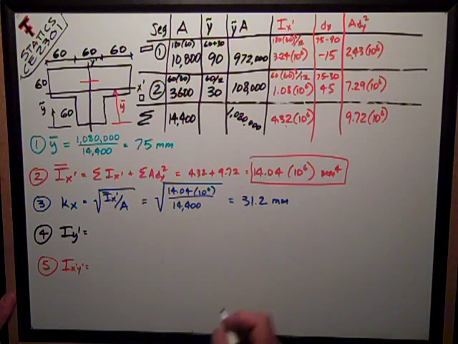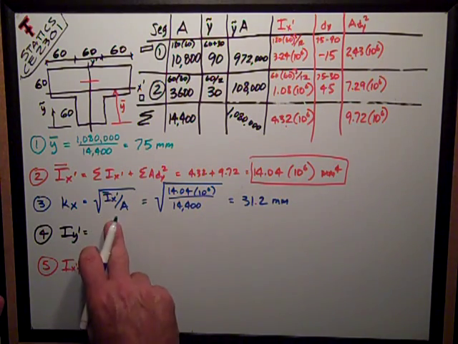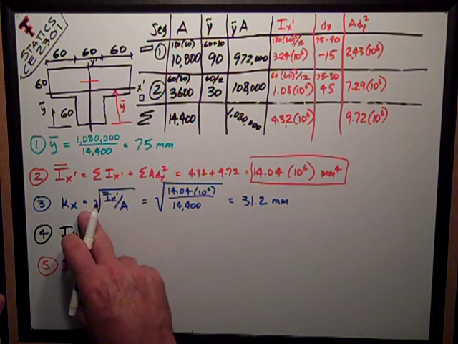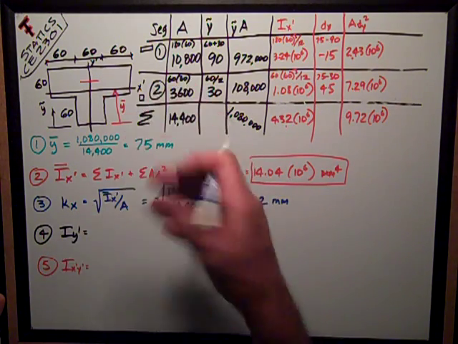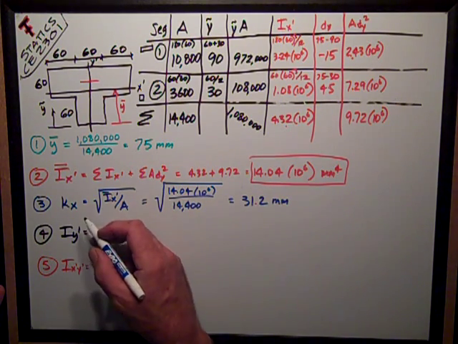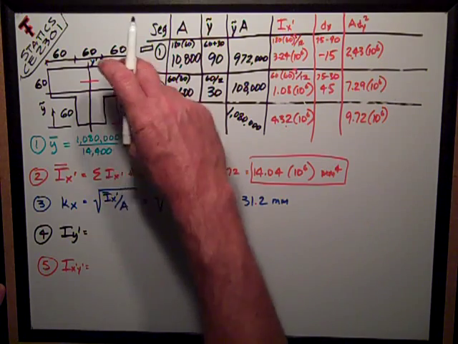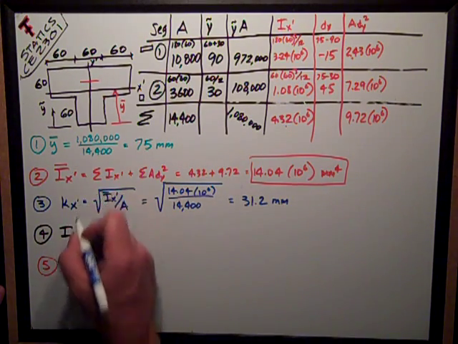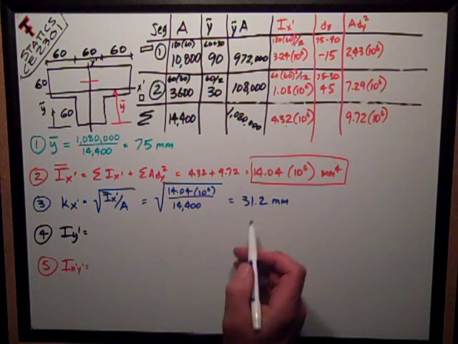millimeters. Remember, that's the concept of if I took the whole area and put it in a thin ring, that's what the radius of that thin ring would be to create the same moment of inertia about the x-axis. It's really the x-prime axis. Okay?